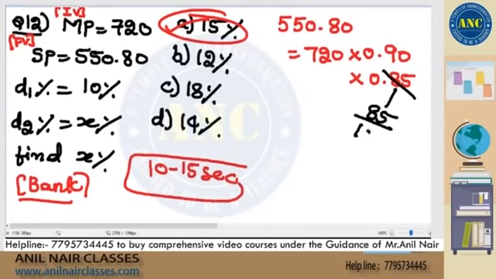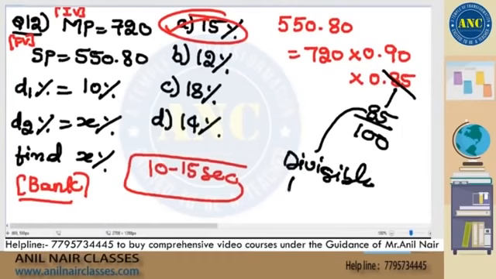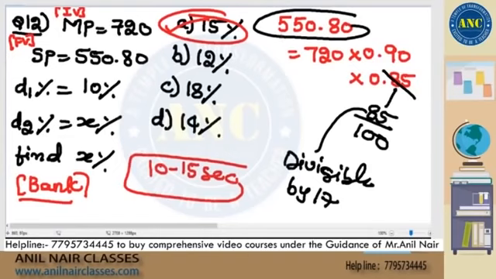0.85 is nothing but 85 by 100. 85 is divisible by 17. Answer should also be divisible by 17. 550.80: 17 3s are 51, 40. 17 2s are 34, 68. 17 4s are 68. Over. Answer is 15. 10 to 15 seconds to solve the question.